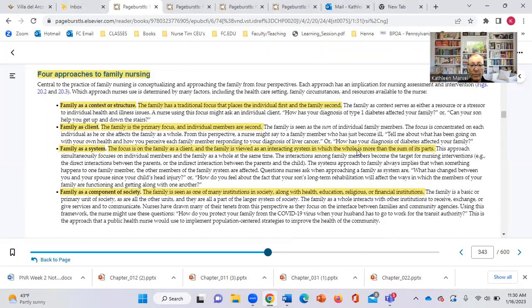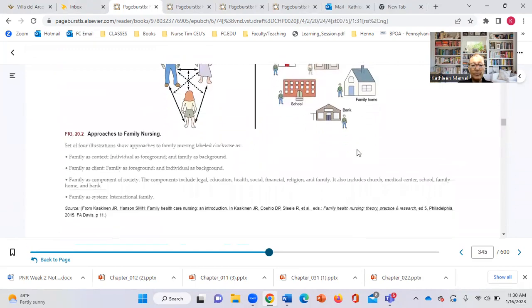Family as a system. Okay, the focus on this approach is the family as a client. The family is viewed as an interacting system in which the whole is bigger than the sum of the parts. Okay, and then family as a component of society. How do families engage in society, right? With regards to health and education, religion, financial institutions.